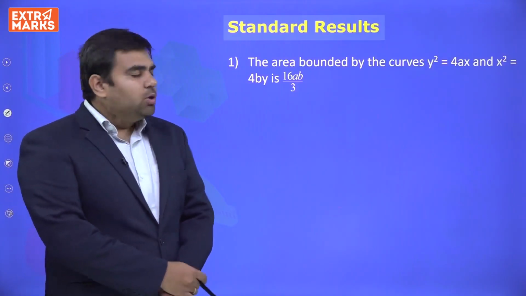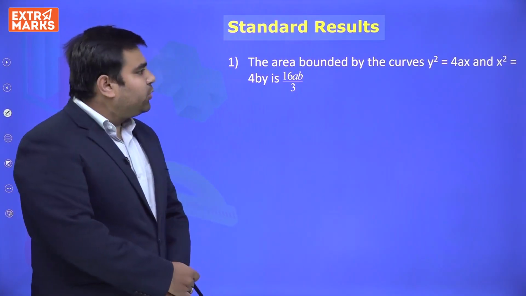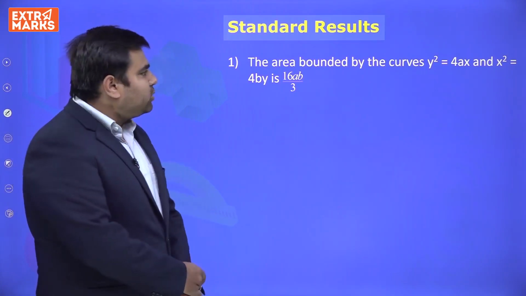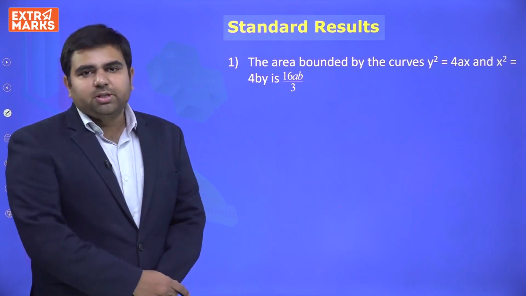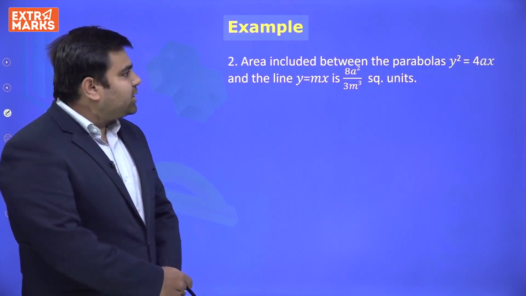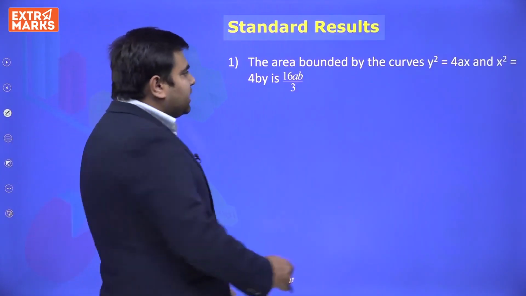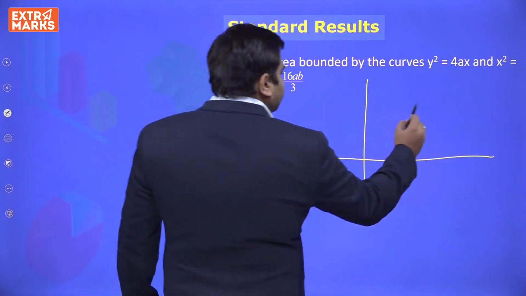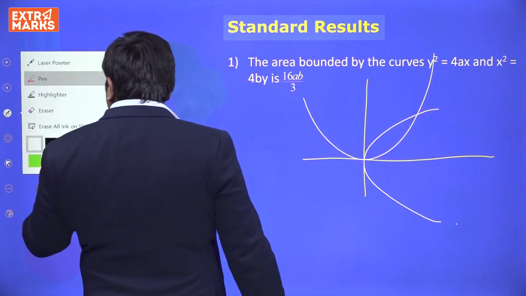So let's move ahead. Now I would be explaining you some standard results. What is the area bounded by y square equal to 4ax and x square equal to 4by? So directly note down this standard result. The area bounded by the curves y square equal to 4ax and x square equal to 4by is 16ab upon 3. Also let me show you this area. So this is y square equal to 4ax and this is x square equal to 4by. So I am talking about this particular area.